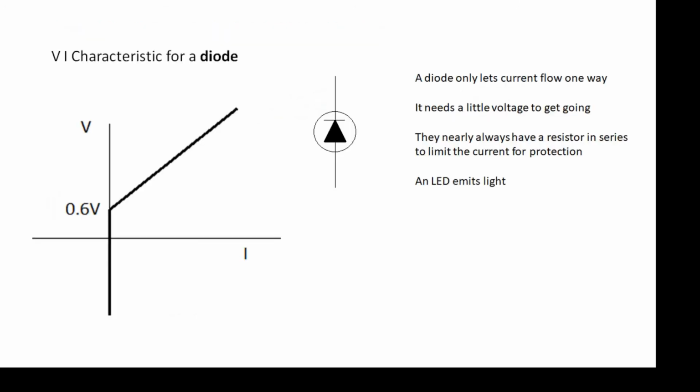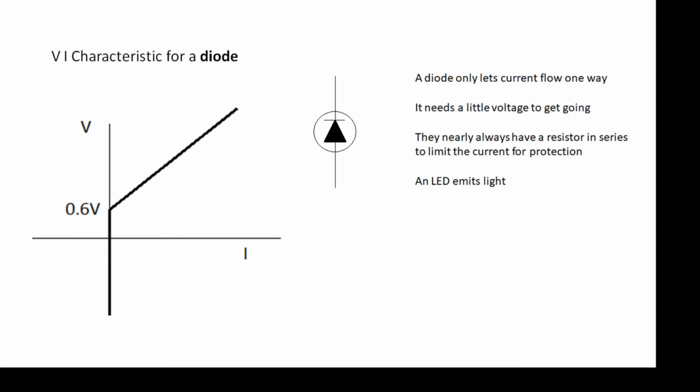This is another component we need to know the characteristic for, and it's a diode. A diode only lets current flow one way. Basically, in the direction of the arrow, it has a very small resistance. We say it is forward biased. And in the other direction, it has a very high resistance.